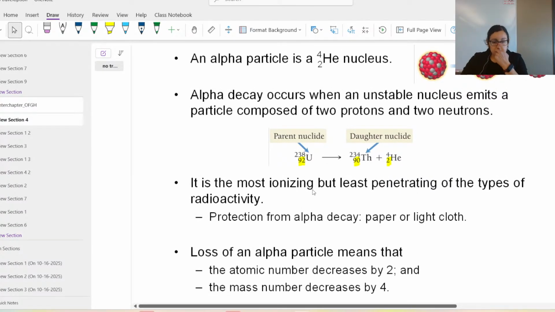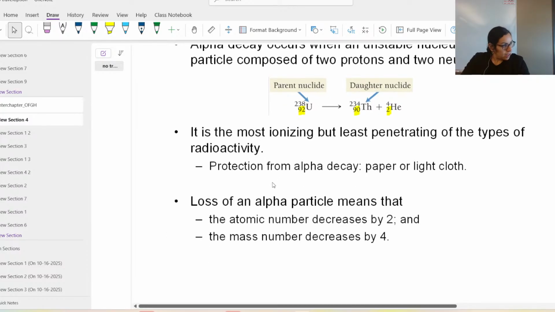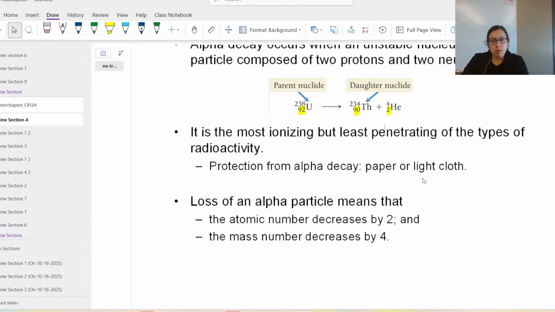Looking at alpha decay, it's our most ionizing but also least penetrating type of radioactivity. Alpha particles can be blocked with paper or light cloth. We'll play with this in lab with our alpha, beta, and gamma sources.